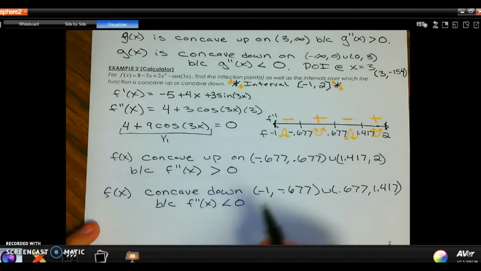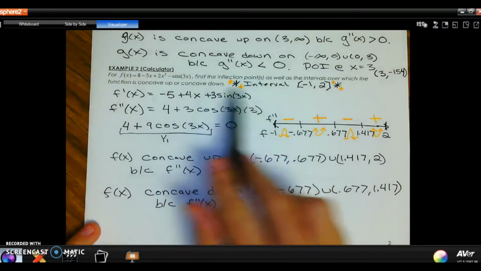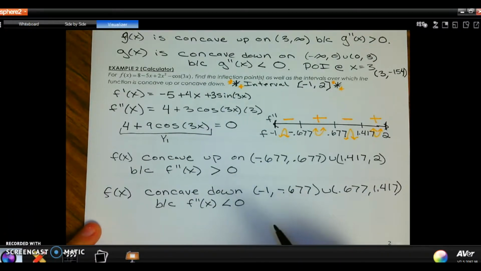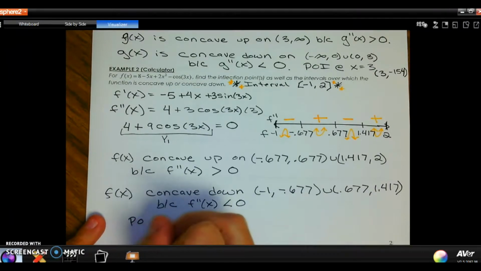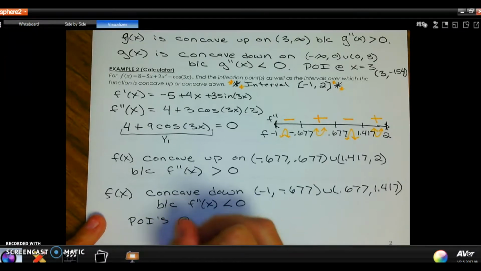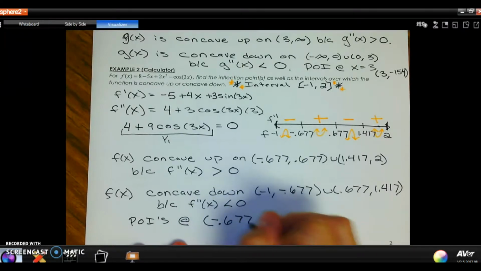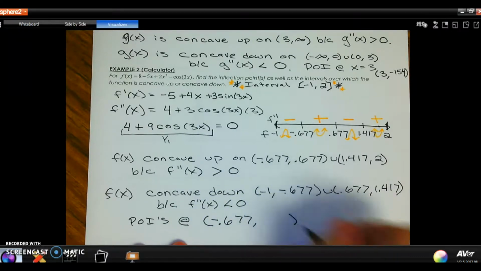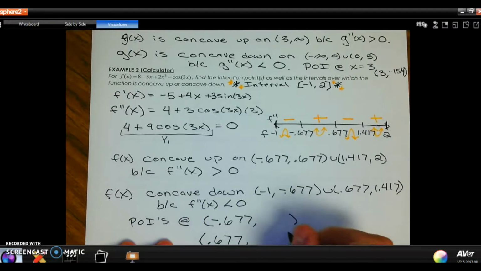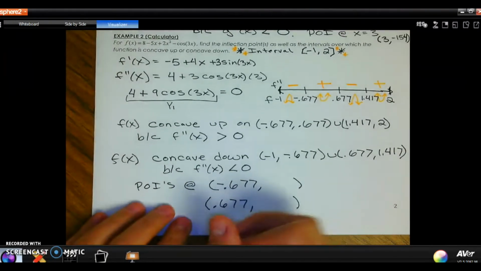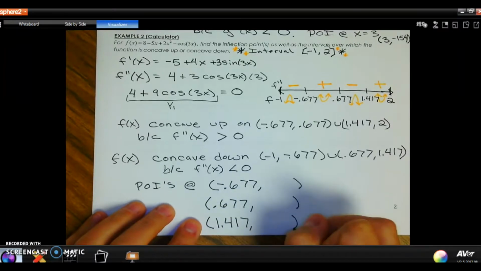And let me see if I'm answering the full question. Find the points. So if it asks you for the points, not just where a point of inflection occurs, you actually need to go and get that point. So I would say POIs at negative 0.677, comma, I'm going to have to go get that y value, and then again for the next one, and the last one was 1.417, and I'm going to have to go get that y value.